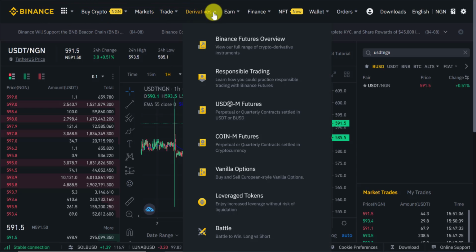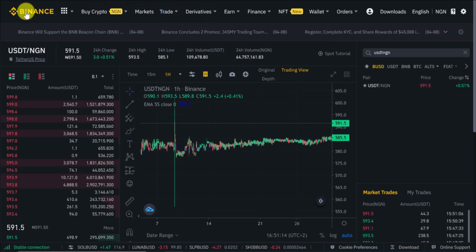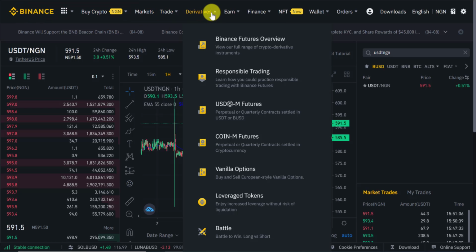So now when you see spot trading, you see that there's nothing like futures here. But if you check the Binance logo here, it's showing just the Binance logo, right? If you are going to the futures market, you come to derivatives, and then you come to USDM futures. This one says perpetual or quarterly contract settled in USDT or BUSD. So these ones are settled in USDT or BUSD. Both are stable coins pegged to dollars.